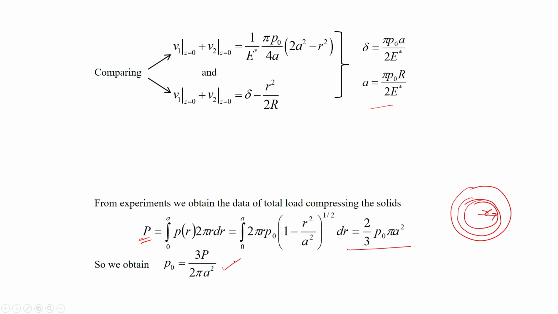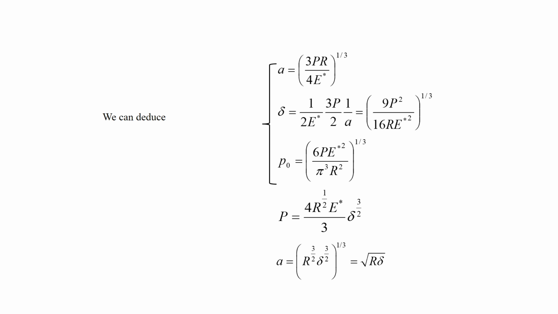So, instead of P0, we can substitute over here, and we get all these relations which you can verify, and these come out directly. Here this A comes out in terms of capital P, capital R and E star, and 1 by R will be written as 1 by R1 plus 1 by R2, and all that you will also get. So, those are the results that we have.